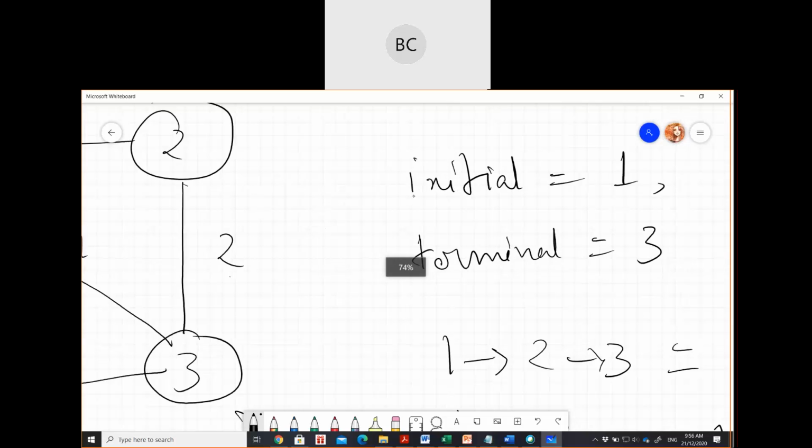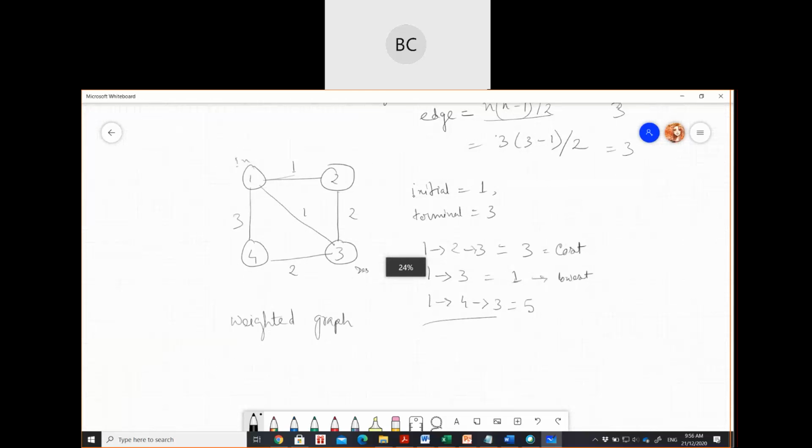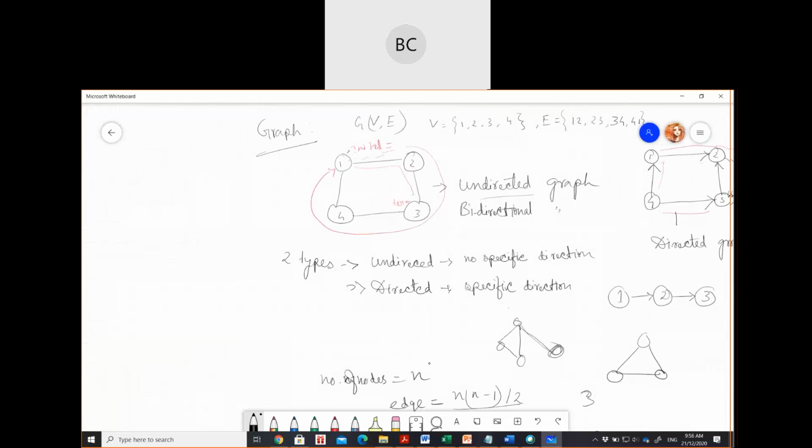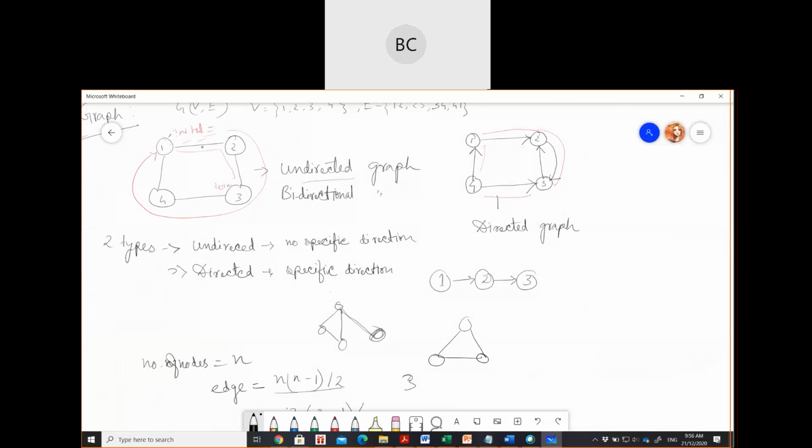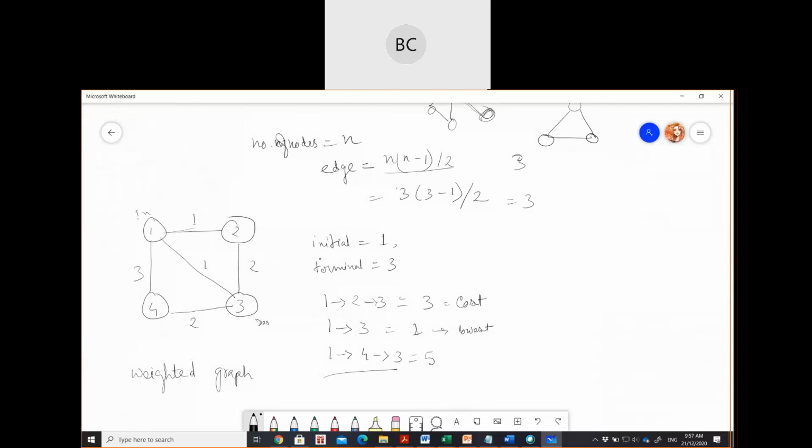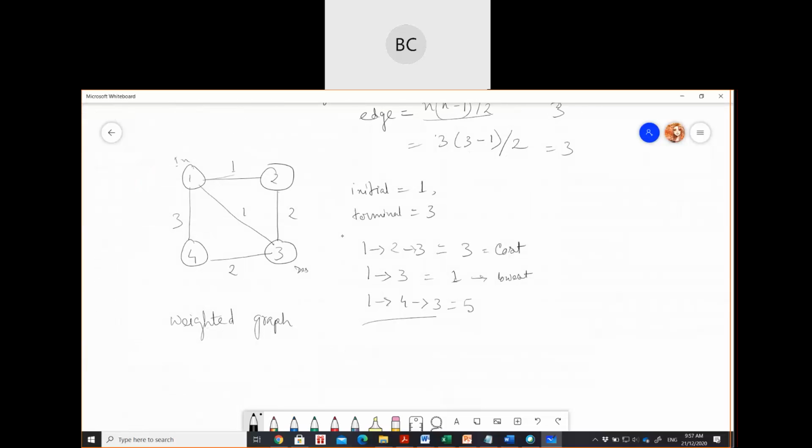In the previous two graphs, there is no cost. There is no cost from here to here. No cost is assigned to a particular edge. So these are not weighted graphs. A graph will be weighted only when every edge has a particular weight or cost. In future, there's another algorithm which you will find in the design and analysis of algorithms class, which is the traveling salesman problem.